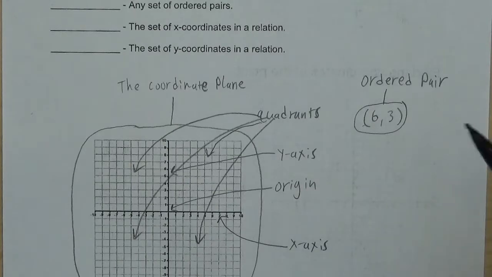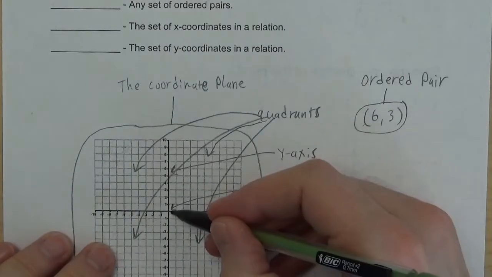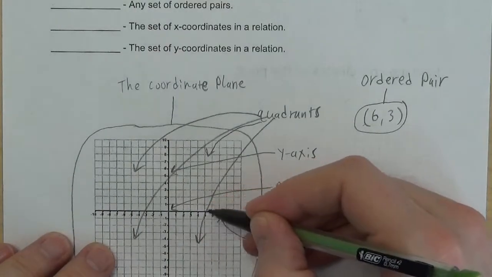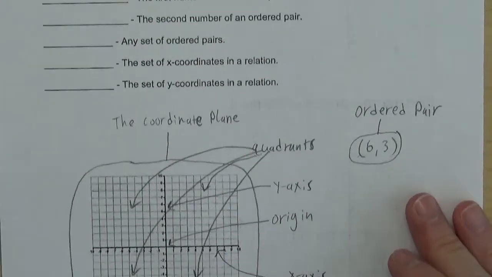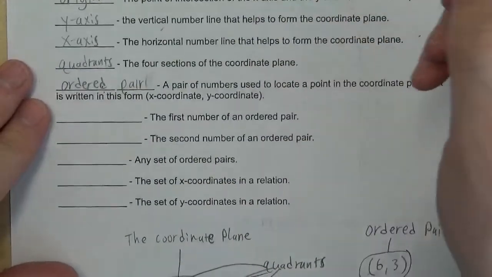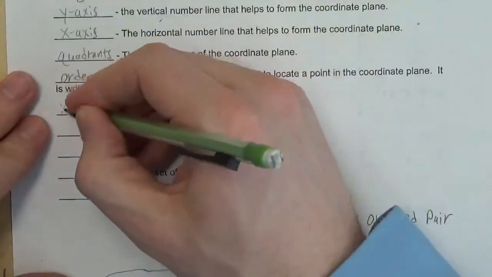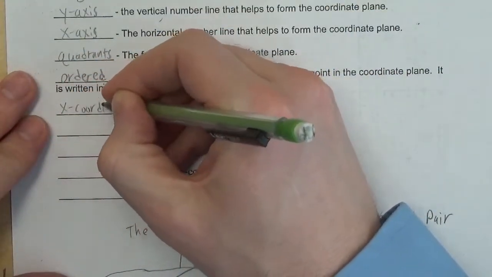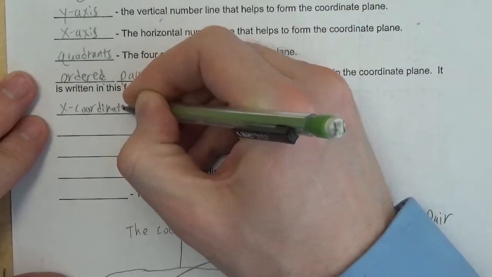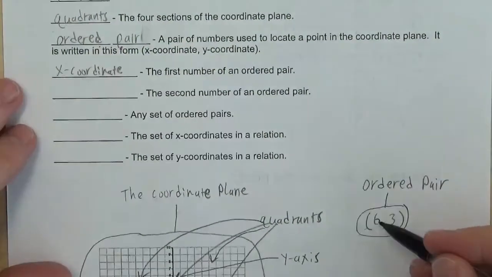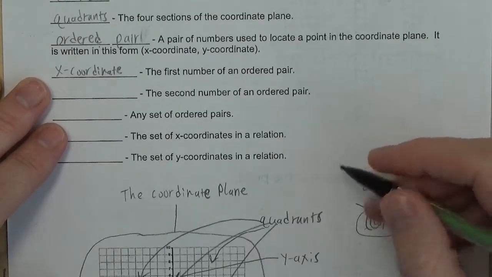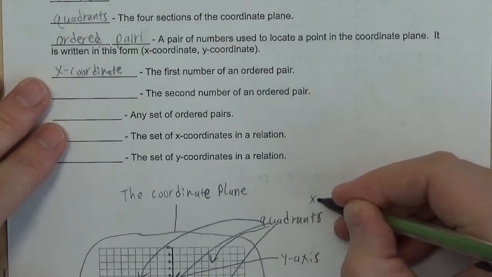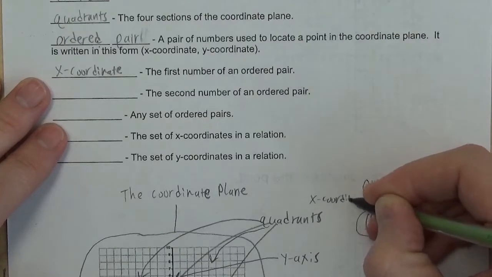In this case, 6, 3 would be to the right. We'll start at the origin, to the right 6 and up 3. So that would be that point right there. And we'll talk more about that in a minute. The first number of an ordered pair is called the x-coordinate, because it tells us where to go on the x-axis. So this first number right here, let's circle that first number and draw a line out here. We're going to call that the x-coordinate.